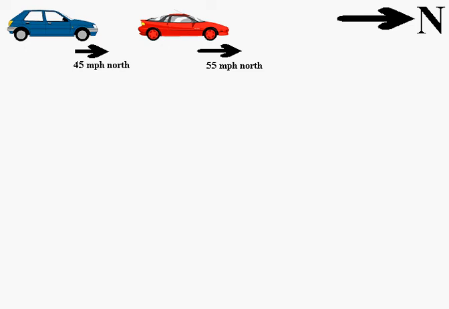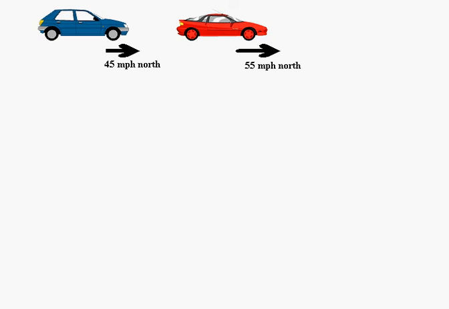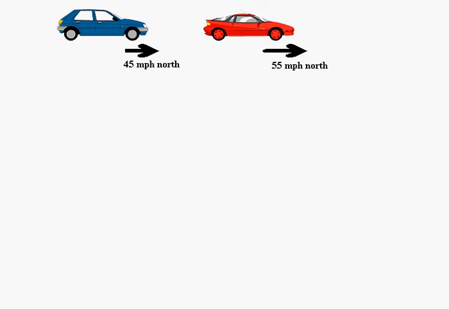Well, think about it. The car that's behind is traveling slower. The car that's ahead is traveling faster. So as time goes on, the car that's ahead will get farther and farther away from the car that is behind. This won't happen too quickly, however, because the car that's behind is traveling in the same direction, just not quite as fast as the car that's in front.